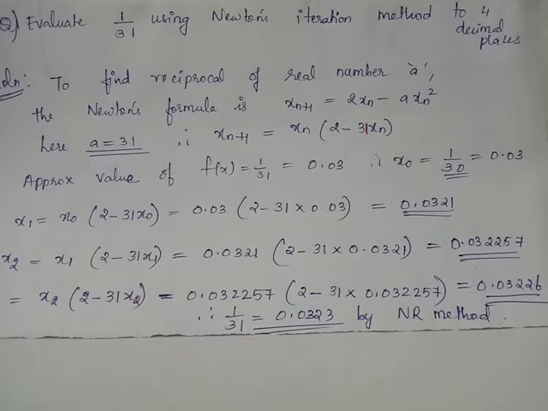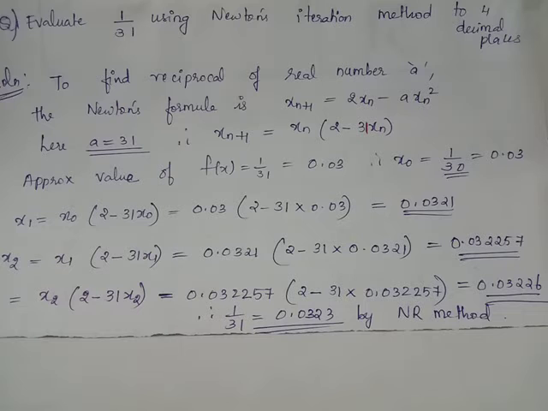If you take x naught equals 1 by 30, we can easily compute the reciprocal of 1 by 30 as equal to 0.03. Hence we choose x naught equals 0.03 as the first approximation in order to find out the value of 1 by 31.